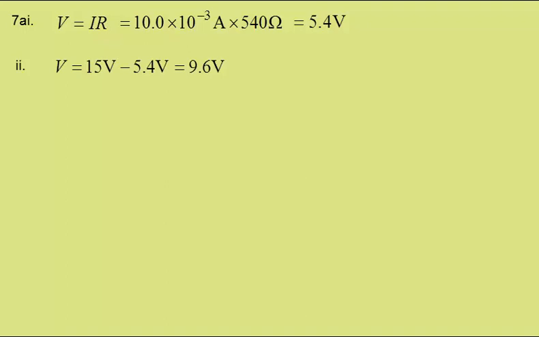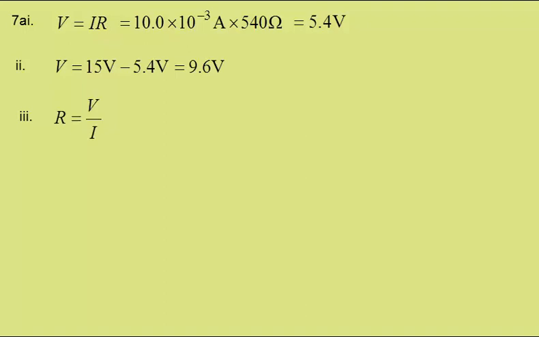Well, the 15 volts of the supply minus the 5.4 volts across the 540 ohm resistor leaves 9.6 volts across the parallel part of the circuit, including the 1200 ohm resistor and the thermistor. In part 3, we need to find the resistance of the parallel combination of resistor and thermistor.